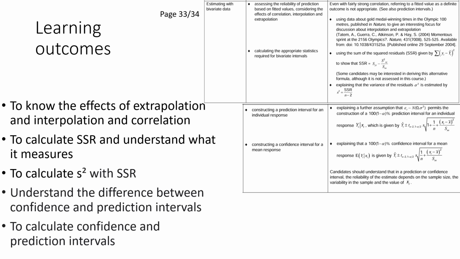That's the end of the lesson. Now you should know the effects of extrapolation, interpolation, and correlation. You should be able to calculate SSR and understand what it measures. You should be able to calculate sample variance with SSR. You should be able to understand the difference between confidence and prediction intervals, and you should be able to calculate confidence and prediction intervals.